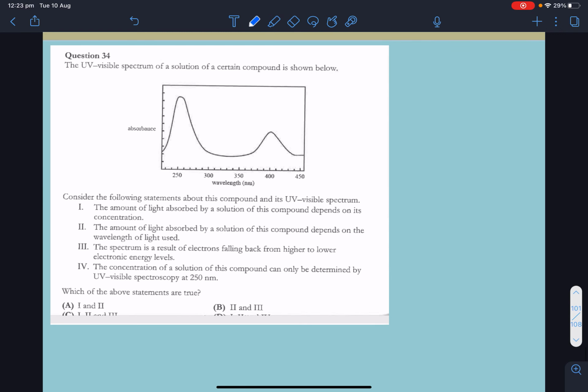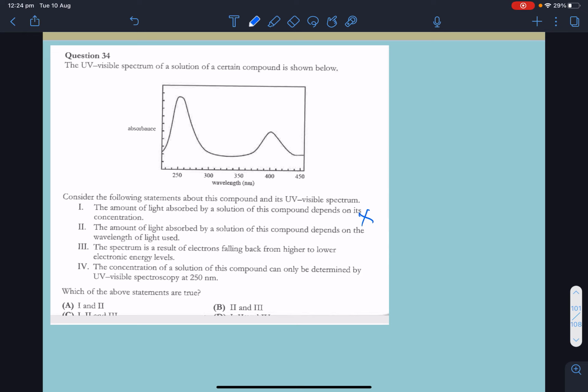Let's do a practice question. This is from the Checkpoint Chemistry 1; I should acknowledge that. It's not a past paper. The UV visible spectrum of the solution of a certain compound is shown below. Consider the following statements about this compound and its UV visible spectrum. The amount of light absorbed by a solution of this compound depends on its concentration. Well, that is probably true, but it's not shown here. It's just showing absorbance versus wavelength, so it's not evidence for that. The amount of light absorbed by a solution of this compound depends on the wavelengths used.